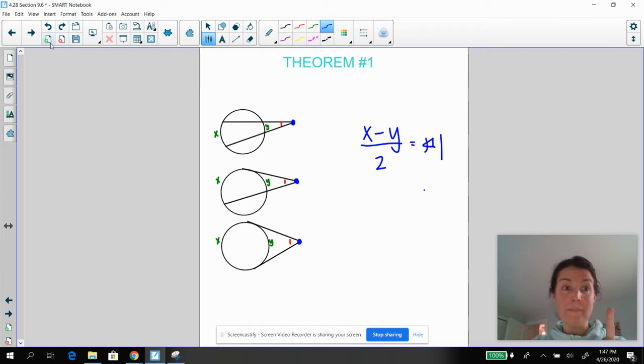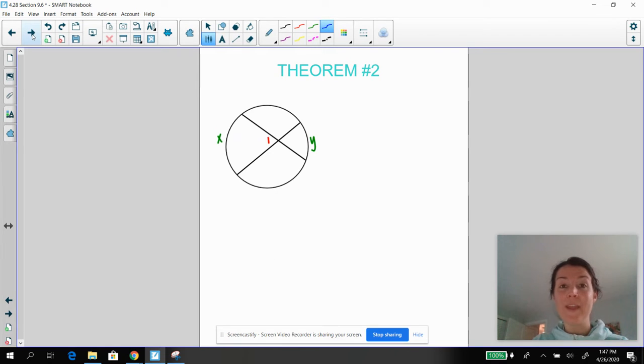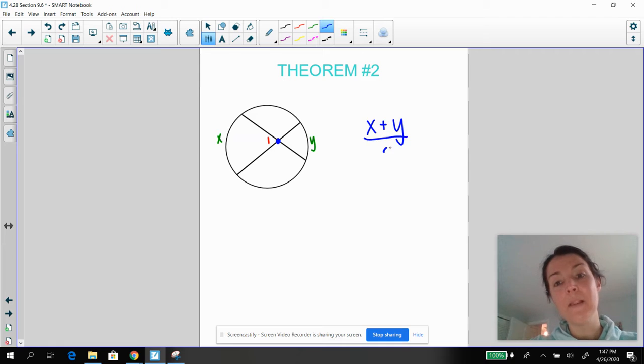So that's theorem 1. Theorem 2 is when the vertex is somewhere within the circle. So here's our vertex somewhere inside my circle, and with this one, this is going to be the average of those two intercepted arcs. So it's going to be x plus y divided by 2. So that's going to be the measurement of angle 1. All right, so those are pretty straightforward.